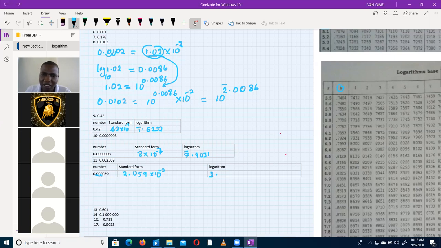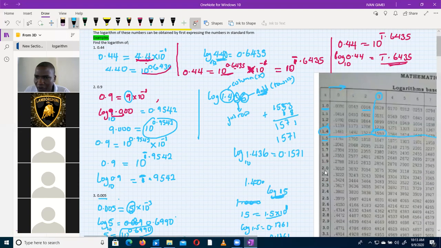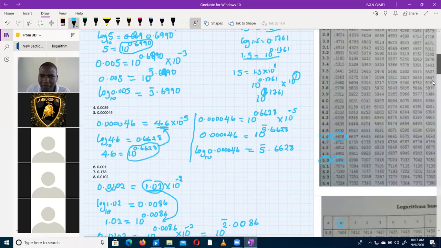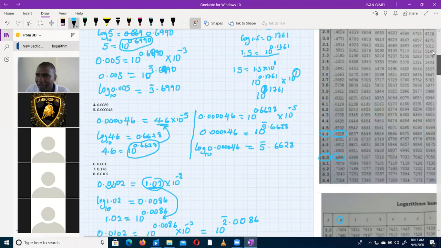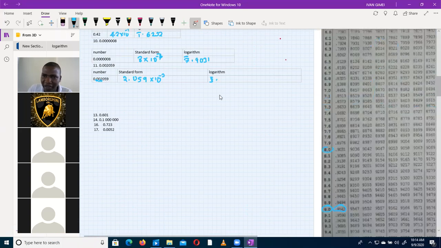What's the logarithm of 2.059? First 2 digits, first column. 5, I get it in the first row. 9, I get in the add section. This is a long one this time. So I look for where 2.0 is in the first column. 2.0 is here. What is the third digit? Third digit is 5. Where is 5? 5 is here. So where are they coinciding? This point, 3118. That's what I have. But that's not the last, since I have another digit. 3118, I write it there. What's the other digit? 9.